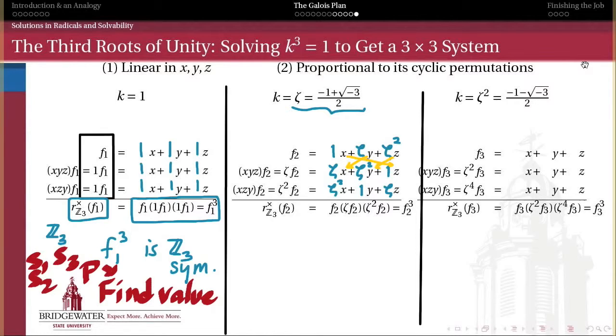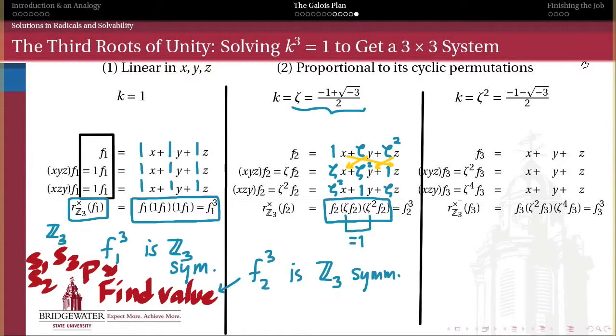Then, computing the Reynolds average, I'm going to again find out that the Reynolds average of these 3 things, because each of the elements along the orbit is proportional to the original, my proportionality constants are going to multiply together and disappear, because zeta to the third power is equal to 1. And so f2 to the third power is going to be z mod 3 symmetric, because it is exactly the multiplicative Reynolds average of the original f2 that we started with. And again, that's going to allow me to find its value by finding the value of the cube using the elements in the middle column that we know, and then taking the cube root of that.